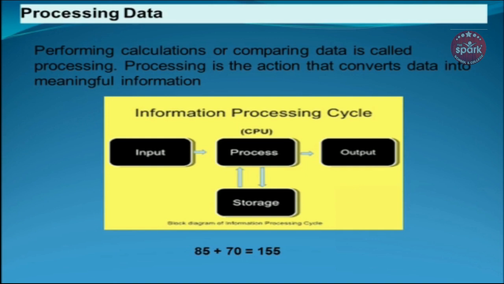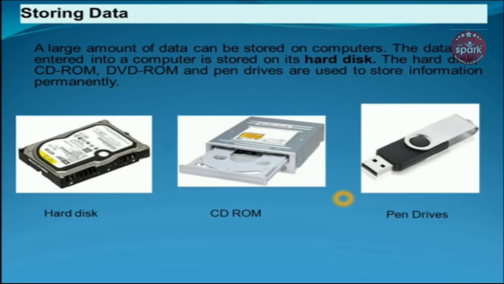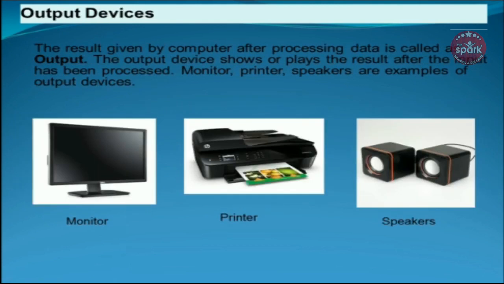Further, suppose we have storing data. Where does the computer store data? Like we just discussed, through the input we enter the data, and finally the computer stores our data in storing devices, like the hard disk, CD-ROM, or a pen drive, which is also called a USB drive. Finally, output means the computer gives its result to the human.